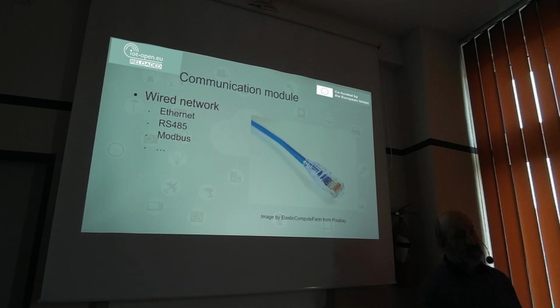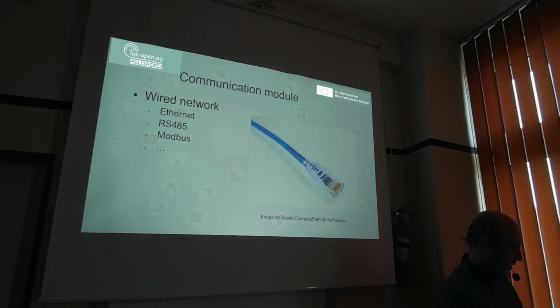As we said, we need the communication module to have an IoT device. This can be a wired network like Ethernet, a very popular wired network. It can be Modbus, for example, for industrial purposes. It can also be RS485. This is also an interface that is quite popular in industry plants.